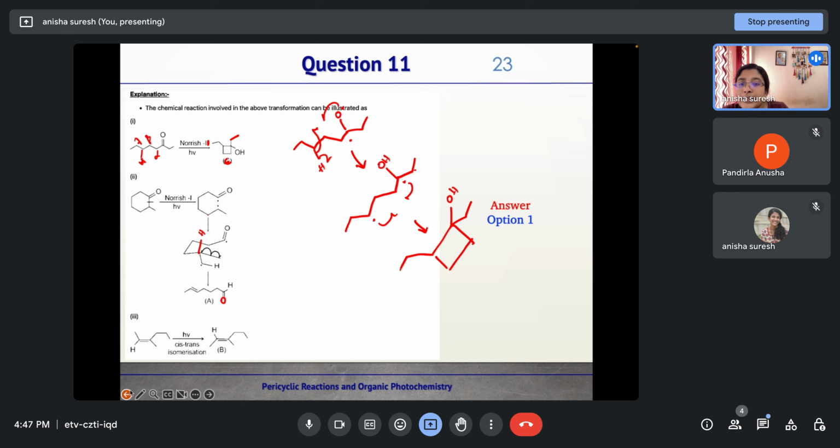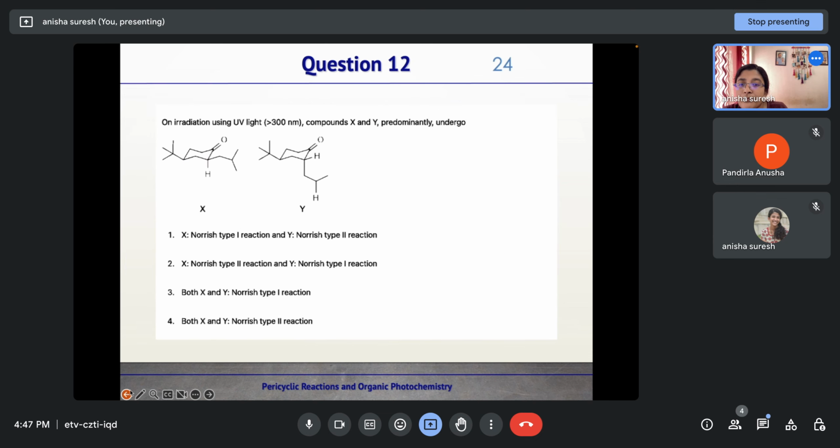Now coming to the last question. On irradiation using UV light greater than 300 nanometer, compounds X and Y predominantly undergo: 1. X Norrish type 1 reaction and Y Norrish type 2 reaction. 2. X Norrish type 2 reaction and Y Norrish type 1 reaction. 3. Both X and Y Norrish type 1 reaction. 4. Both X and Y Norrish type 2 reaction.